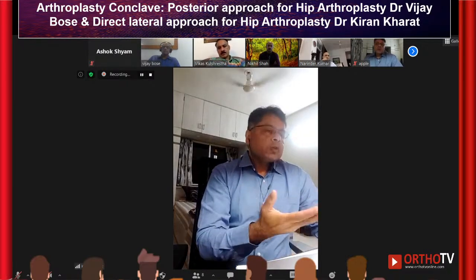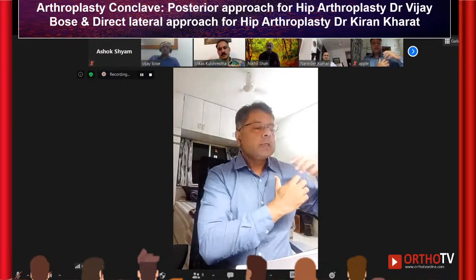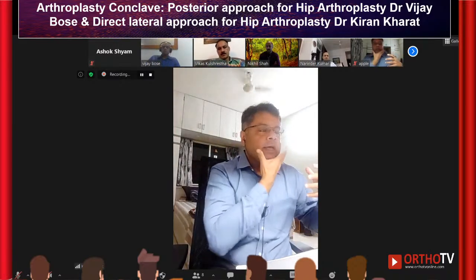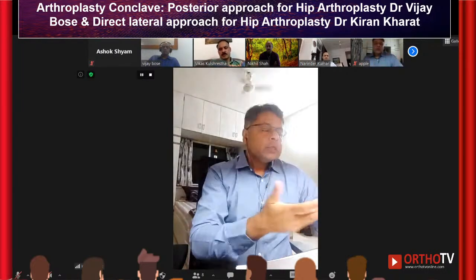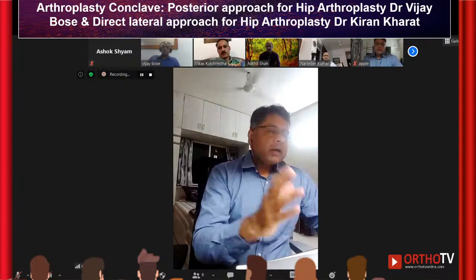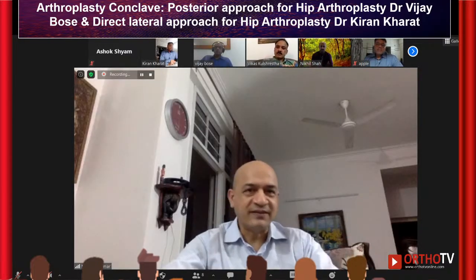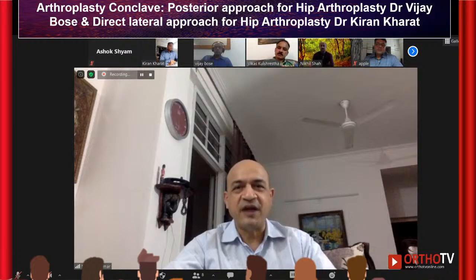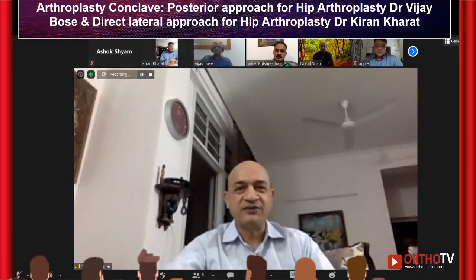In the posterior approach also, you've got to be careful. If the assistant is holding the limb, it can touch his face or his chin or his mask, and you've got to be careful if he's not wearing a hood. So you have to be careful and aware of it at all times. Another point which I think most of us did not mention is the abductor lurch, which lateral approach surgeons always say doesn't exist, but a lot of it has been reported in the literature.